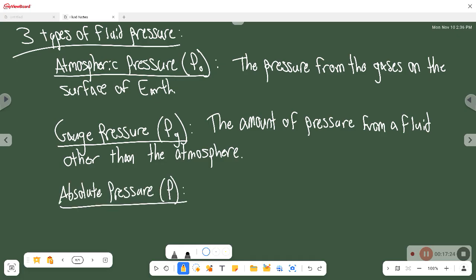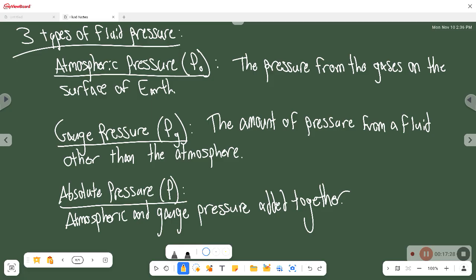And then finally, we have absolute pressure. Absolute pressure is just the total amount of pressure. So you add your atmospheric and your gauge, and that is your absolute pressure. Because technically, if you hop in a pool of water, yes, you are feeling the gauge pressure from the fluid itself, but also the atmosphere is pressing down on the fluid, which is pressing down on you. So absolute pressure is the total amount of pressure that you're actually feeling in that moment.